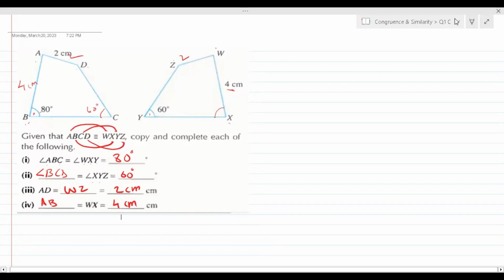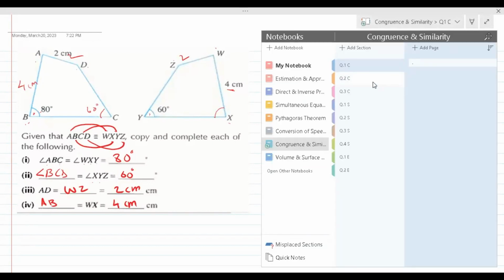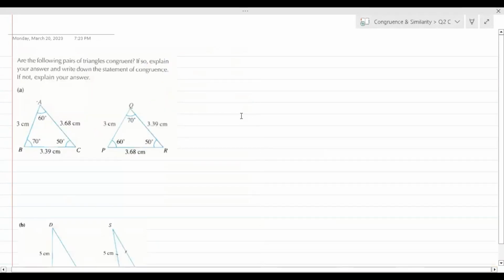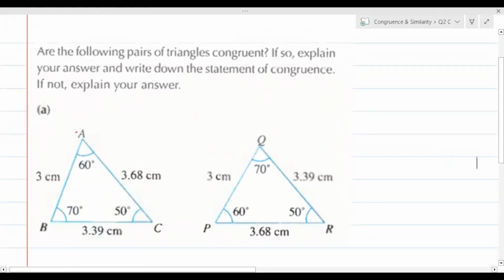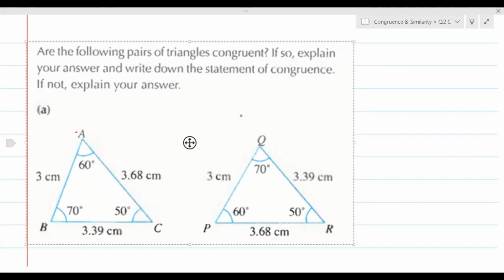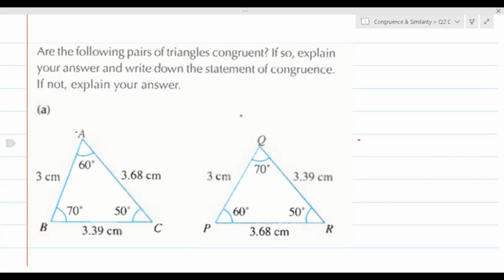And all right, let's do another question for this one. Okay, इसके अंदर question हमें बोल रहा है are the following pairs of triangles congruent? If so, explain your answer and write down the statement of congruence. If not, explain your answer. Point A, B and C, and here we have triangle Q, P and R.